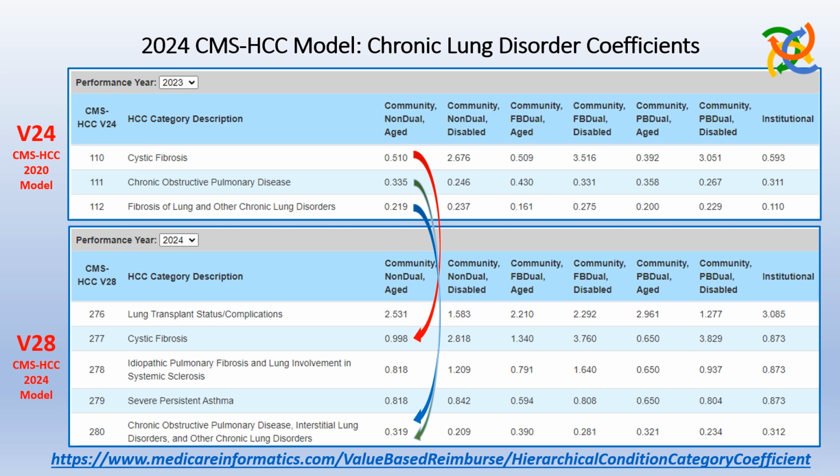V24 HCC 112, fibrosis of lung and other chronic lung disorders, had several codes, such as sarcoidosis of lung, drug-induced interstitial lung disorders, respiratory conditions due to smoke inhalation or other specified agents, and other rare conditions, removed, and the rest of the codes moved to V28 HCC 280, chronic obstructive pulmonary disease, interstitial lung disorders, with an increase in RAF of 0.01.